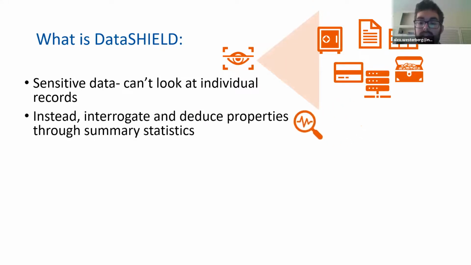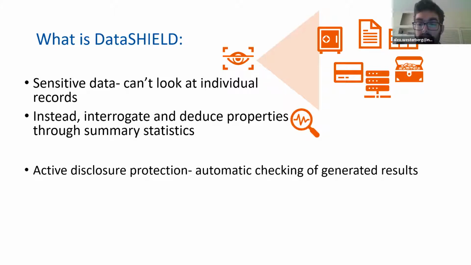In DataSHIELD, you request a result and the system is set up to decide whether or not that result is too revealing of the low-level details of the data. If it is too revealing, you are blocked from seeing the result or the answer that you were looking for. This is called active disclosure protection, and it's very useful to give data owners and custodians confidence that their data is not going to be misused, and therefore makes them more likely to share their data under DataSHIELD protections in the first place, allowing you, the researcher, to study more data.